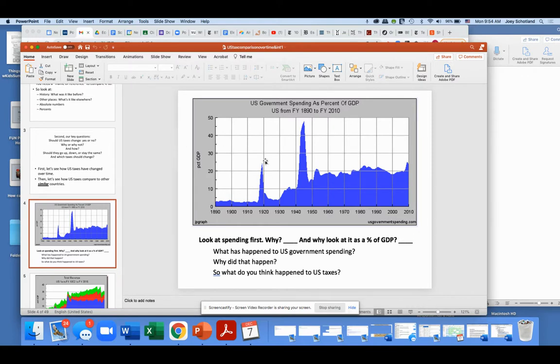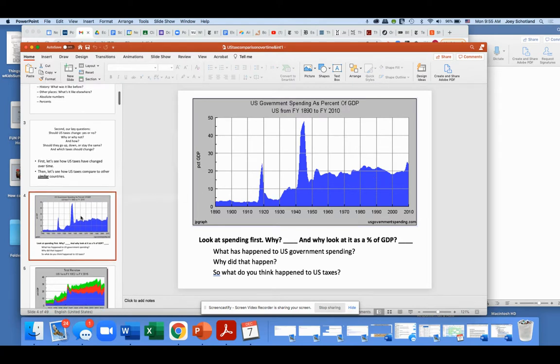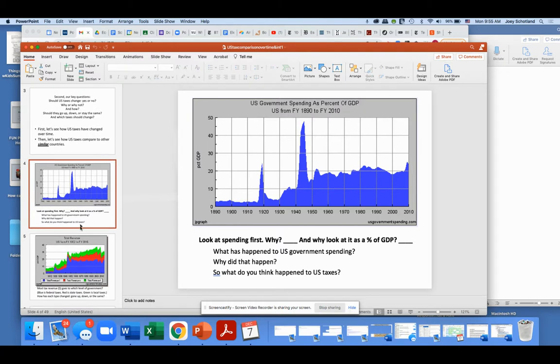And here you see the 1910s and 1940s, and there are two spikes. This is World War I and this is World War II. What happened to our spending during the wars? Then we had the Korean War, Vietnam War, and the Cold War, and our government made a lot of nuclear missiles, and that costs money. So what happened to federal government spending? Did it go up or did it go down?